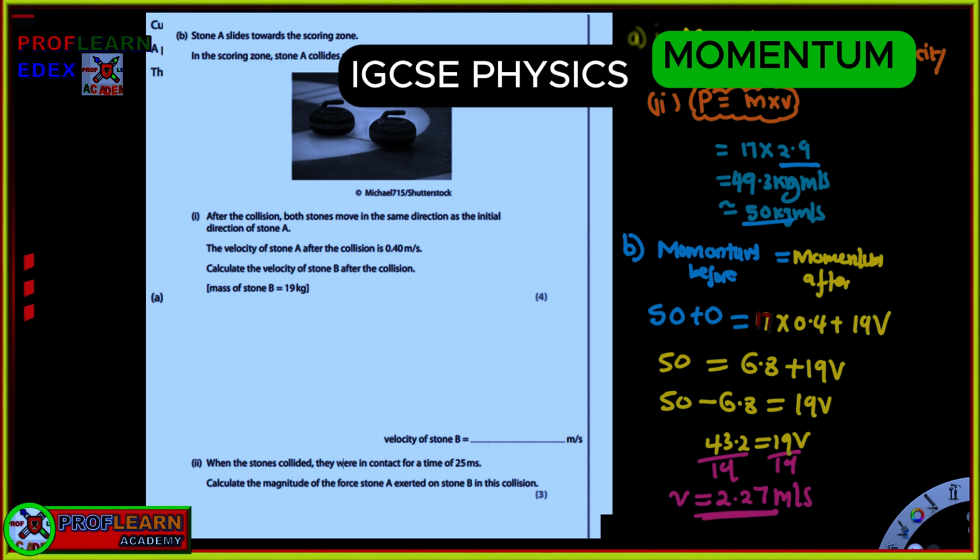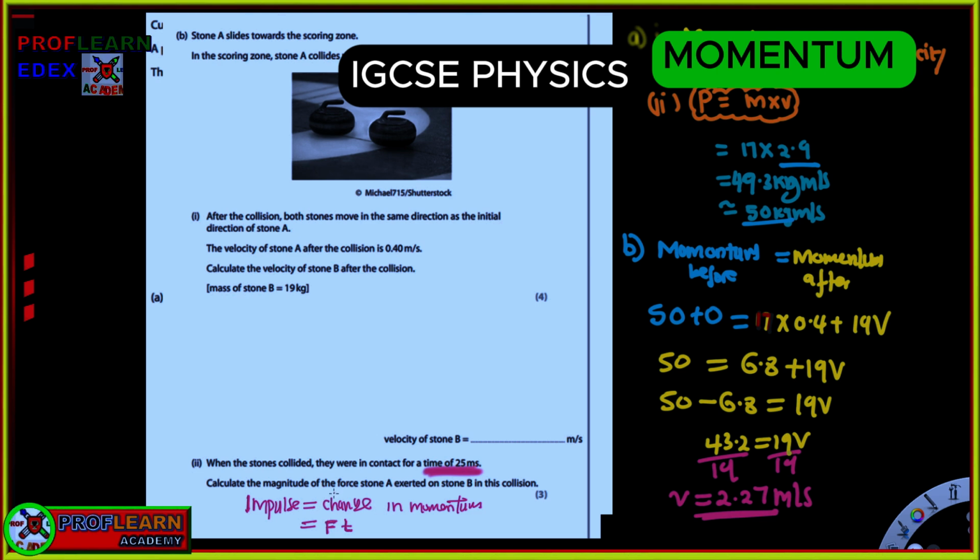When the stones collided, they were in contact for 25 milliseconds. Calculate the magnitude of the force stone A exerts on stone B in this collision. So we're going to use the concept that impulse is equal to change in momentum, and we also need to remember that impulse is also equal to force times time.